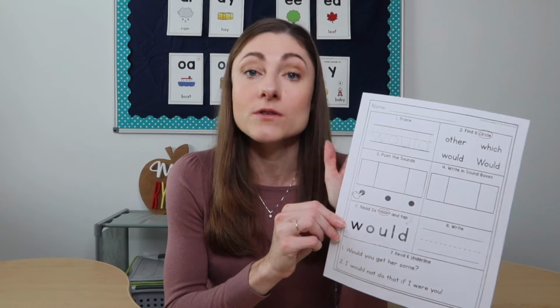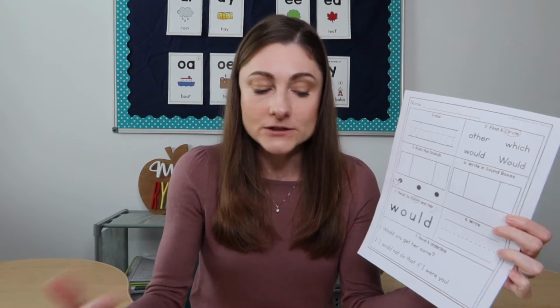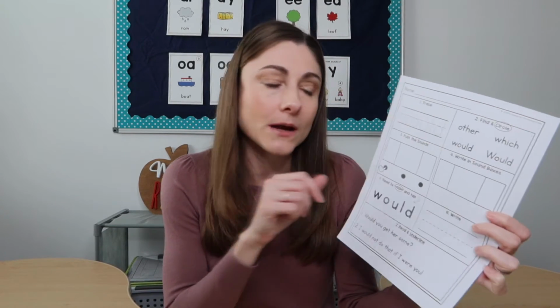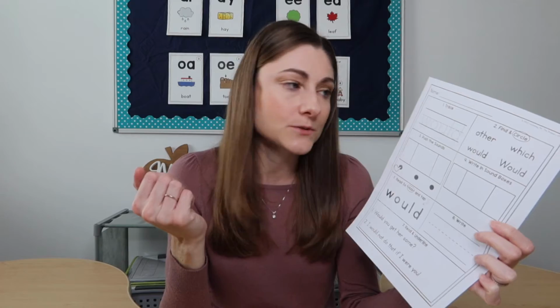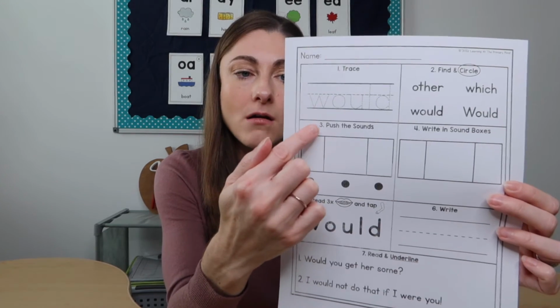So here's an example of one of our high frequency word focus sheets, and I'll leave the link for this with the video, for the word wood. So this would be a word that kids have already been taught. It's already been mapped for them, with them, whatever, and now they're doing this as independent practice, or maybe partner practice, right? So they begin by tracing the word, they circle the correct word, and then they are what we call pushing the sounds.